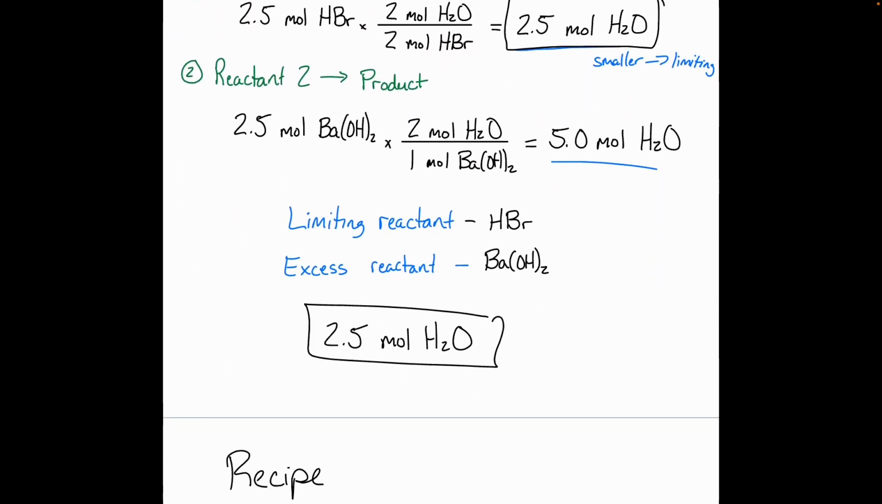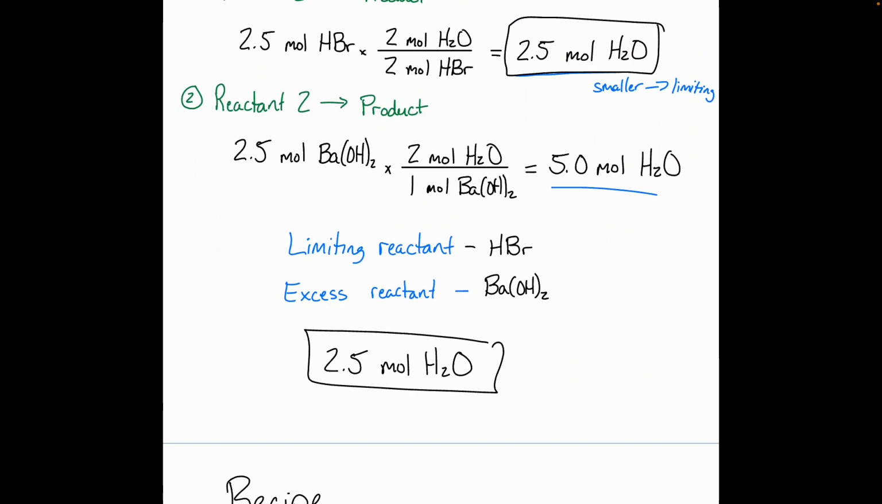Okay? So now we could continue this. Now that we've done all this work figuring out what the limiting and the excess reactant is, there's a few more things that I can ask you about this system here, in particular with regard to that excess reactant.